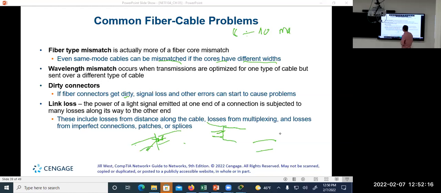You have the link loss. The power of the light signal emitted at one end and the connection is subject to many losses along the way. Along the distance, of course, the longer the distance, the higher loss you have. Or when you multiplex together, or from the connection itself, whenever you terminate it, or patch it, or splice it, you have the loss problem here.